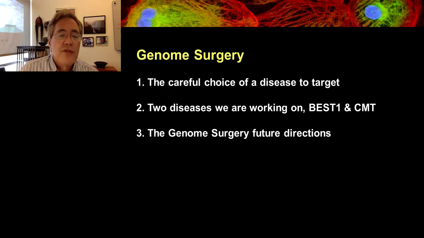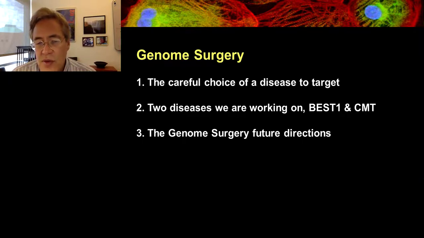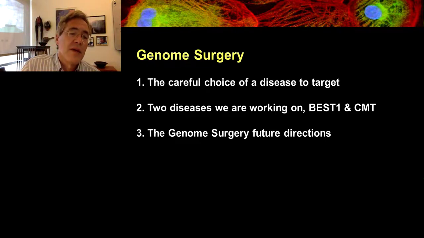So in summary, I think that we have been careful. We're really at the beginning of this adventure. I don't think that this is by any means a finished story. We have careful choice of the disease targets. We have two general types of disease that we're working on, BEST1, and then several genes within CMT. And then I talked a bit about genome surgery and future directions.